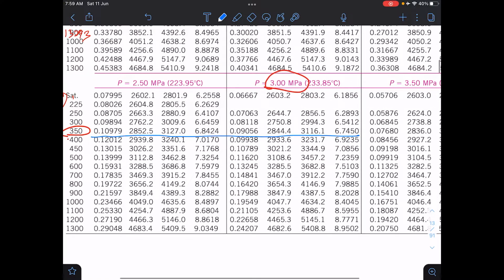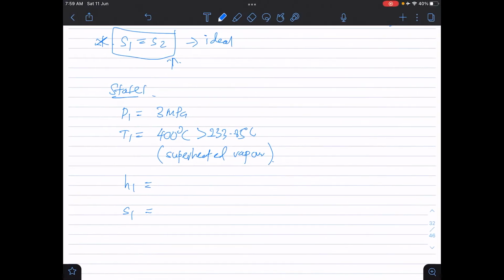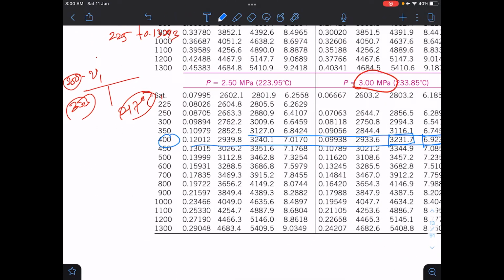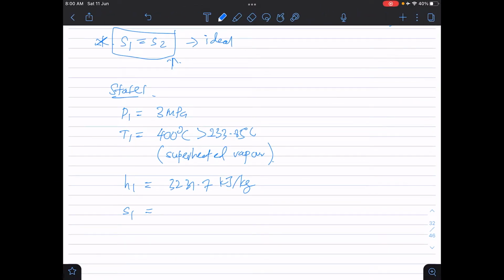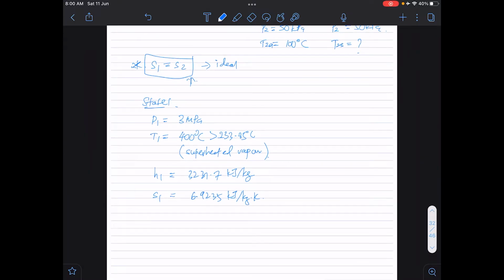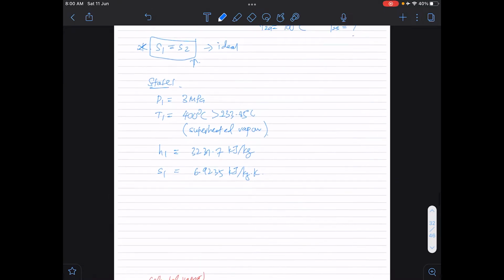Okay, 400 degrees Celsius. So the third column represents the enthalpy and the last column represents the entropy. H1 is 3231.7, and the other one, S1, is 6.9235. Okay, so you have completed your state 1 condition.